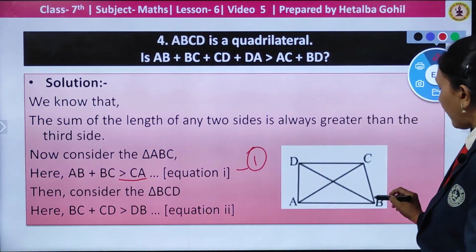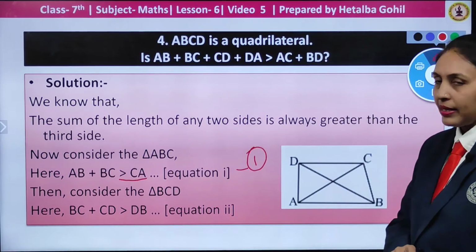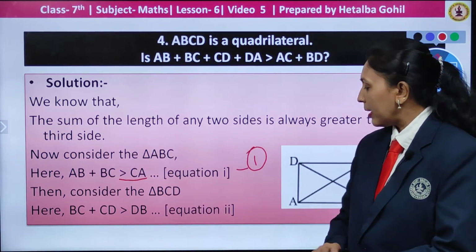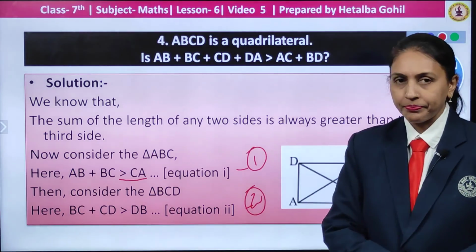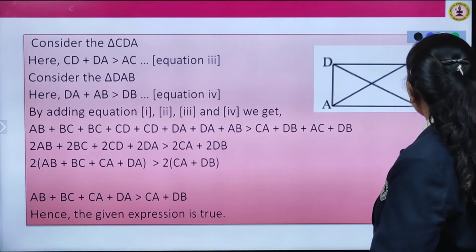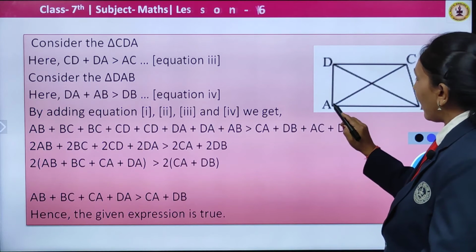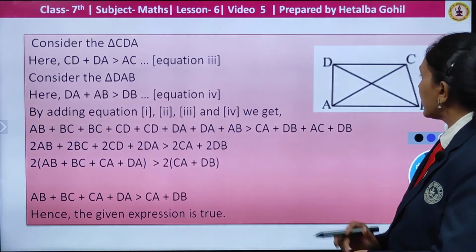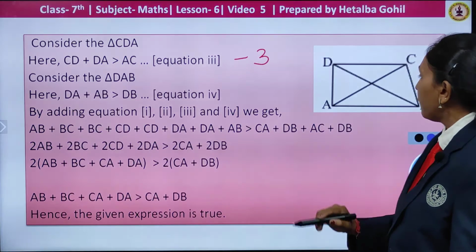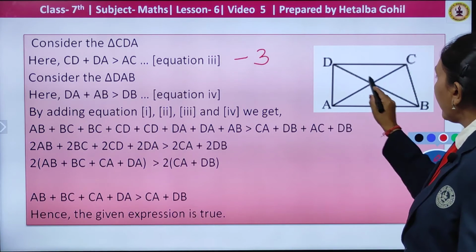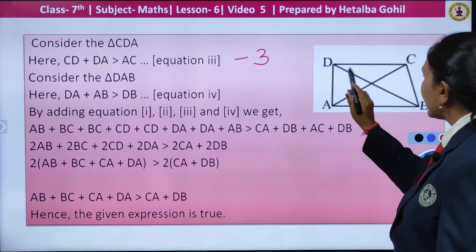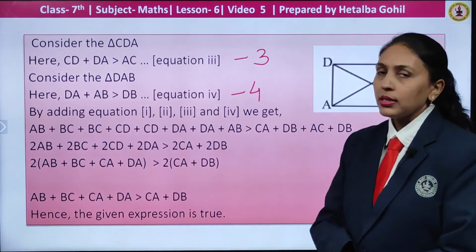Then taking another triangle BCD, again as I told you, compare the diagonal BD to the remaining two sides. So BC plus CD is greater than BD or DB. This is your second equation. Now taking the other two triangles. Now we will take triangle CDA. Again comparing the diagonal to the remaining two sides, children, CD plus DA is greater than AC. That is your third condition here. The fourth triangle DAB, comparing the diagonal BD to the remaining two sides, therefore AD or DA plus AB is greater than BD. That is your fourth equation here.